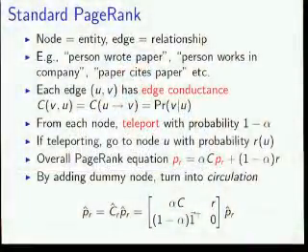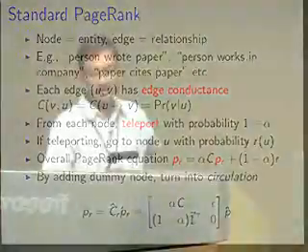So, okay, here's standard PageRank. Quick background, just to make the talk self-complete. A node is an entity and an edge is a relationship. Person wrote paper is an edge. Person works in company is an edge. Every edge has an edge conductance, C(U→V), written in the opposite way, C_VU, which is the conditional probability of walking over to V from the node U.